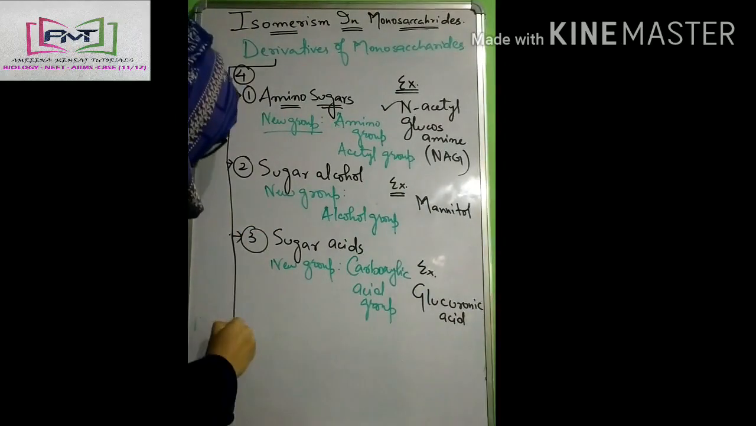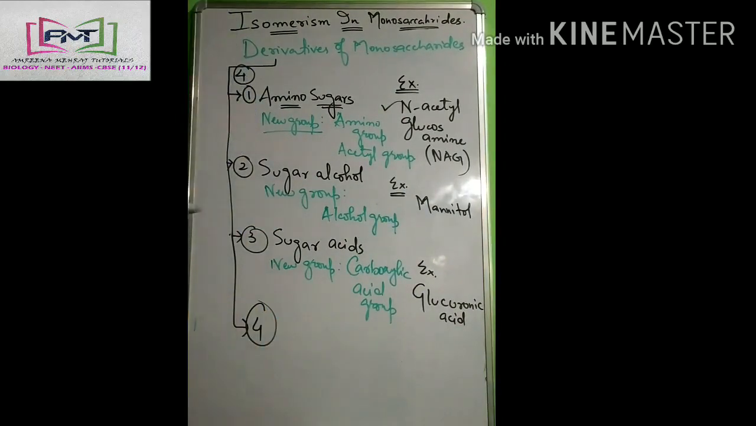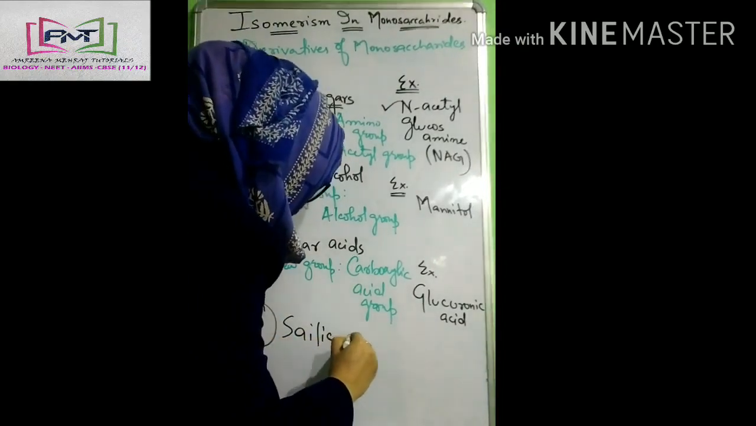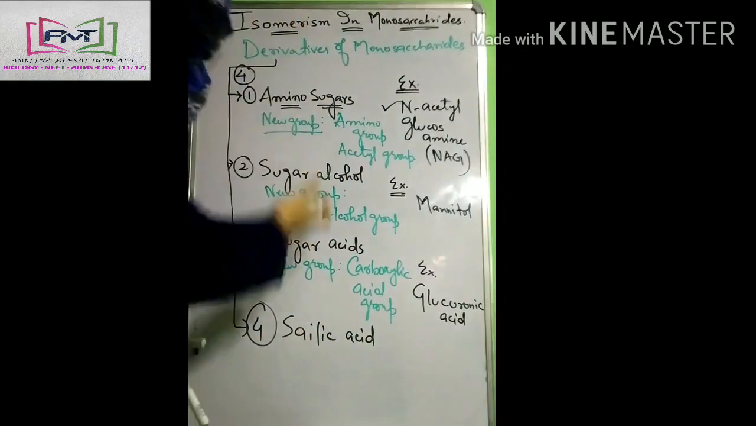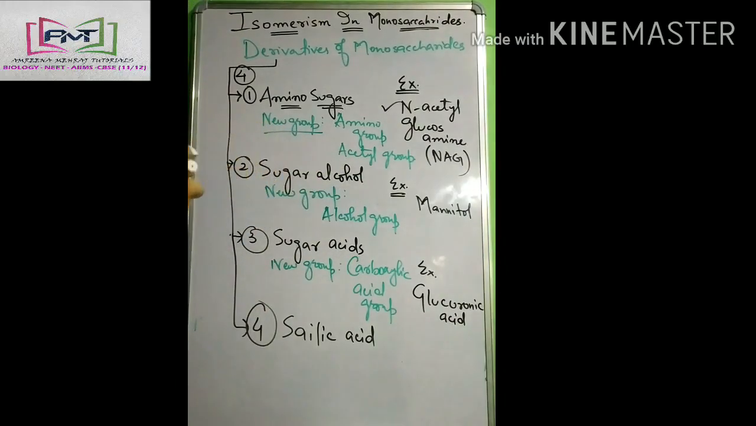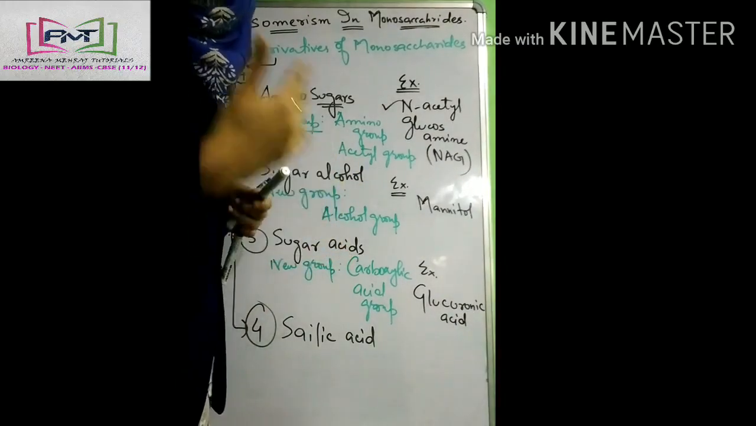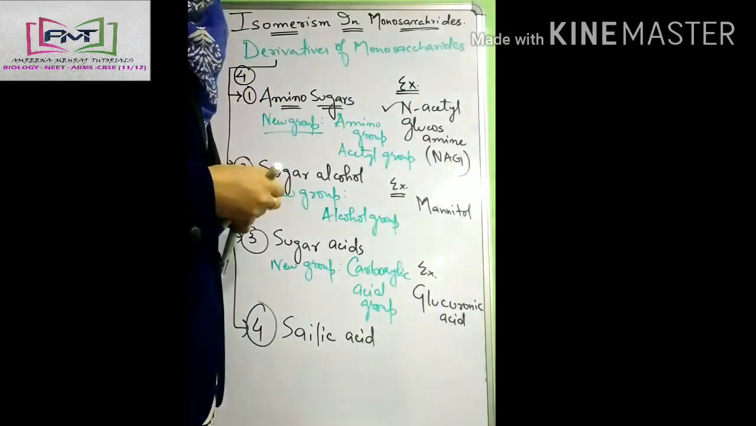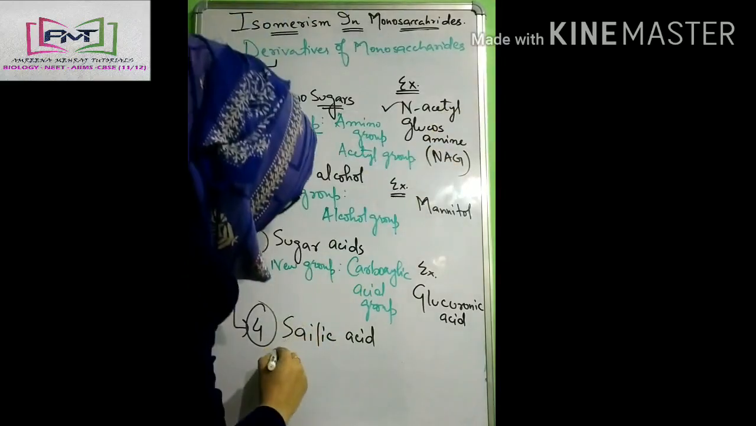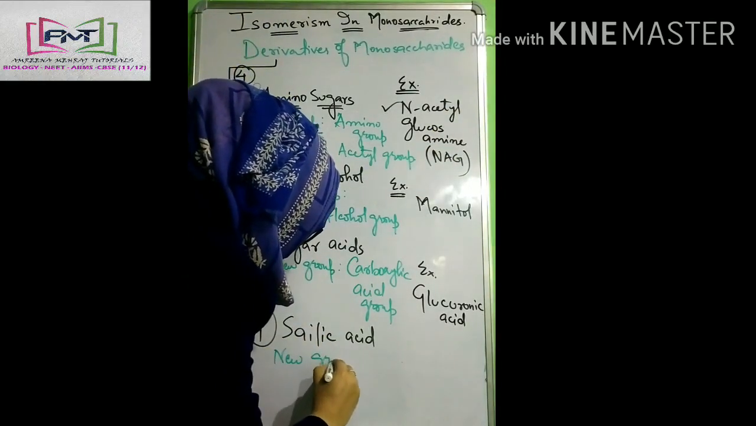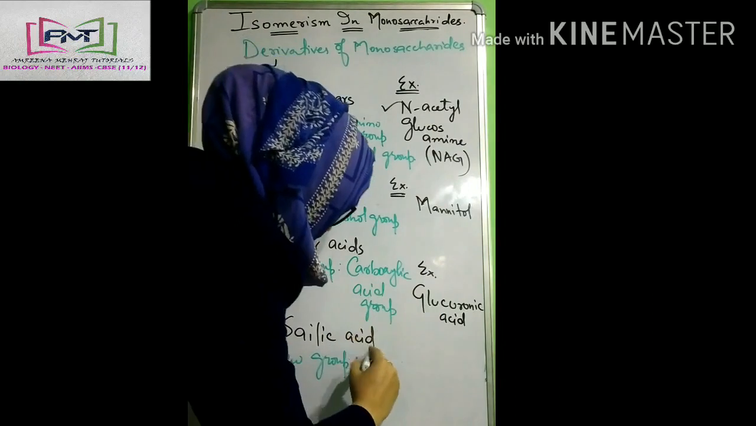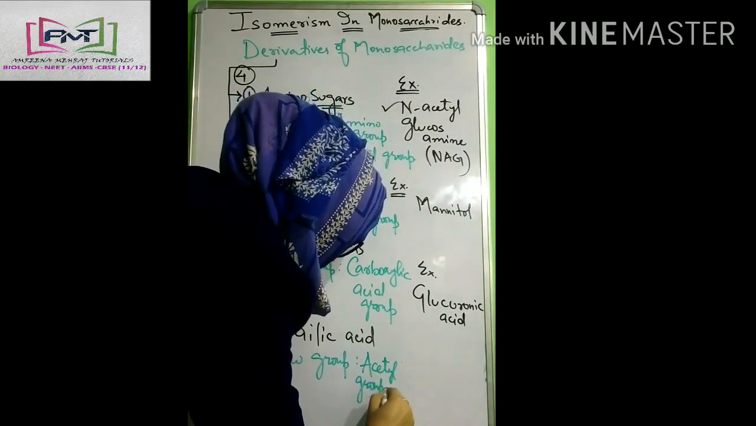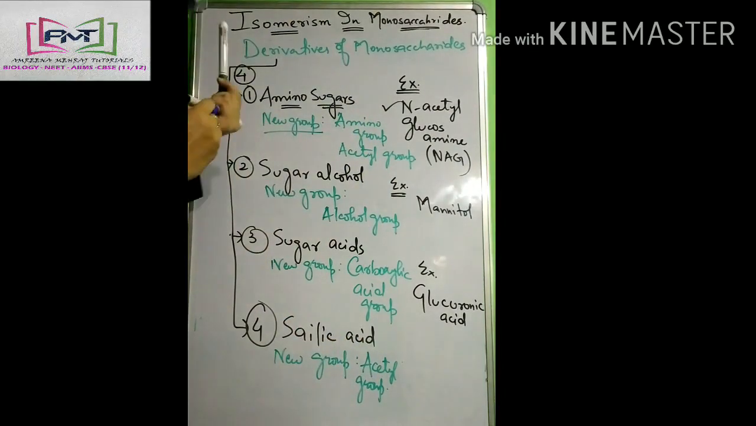Okay. The 4th type of derivative of monosaccharide are sialic acids. Often you are asked questions about these. This is useful for chemistry also. Sialic acids, you will find these compounds especially in fungal membranes. Okay. And this acid is having a new group. Which is the new group in this compound? The new group is an acetyl group.